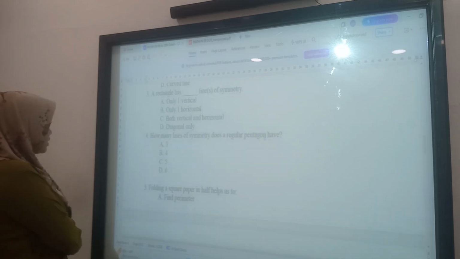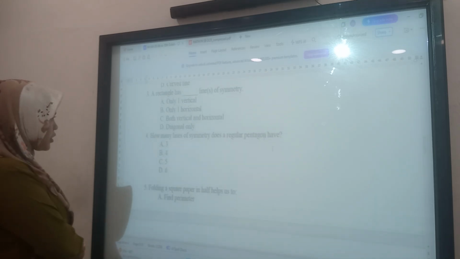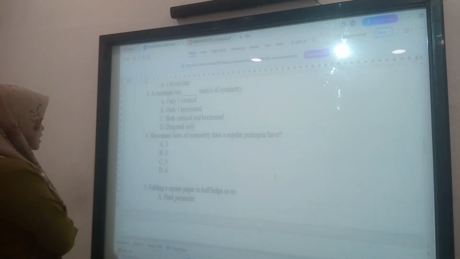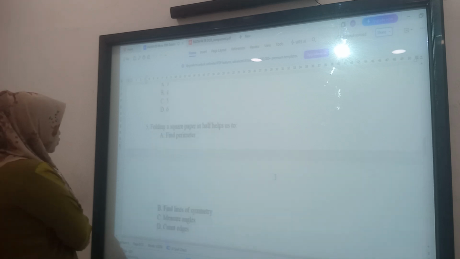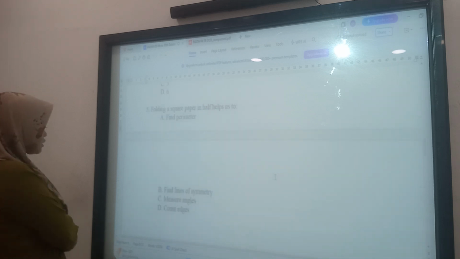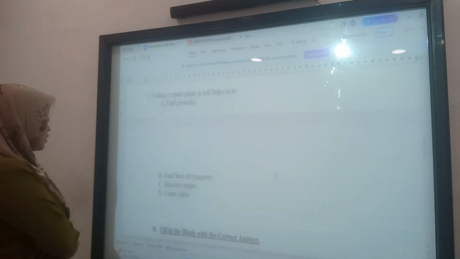Number 4. How many lines of symmetry does a regular pentagon have? C, 5. Folding a square paper in half helps us to define lines of symmetry.